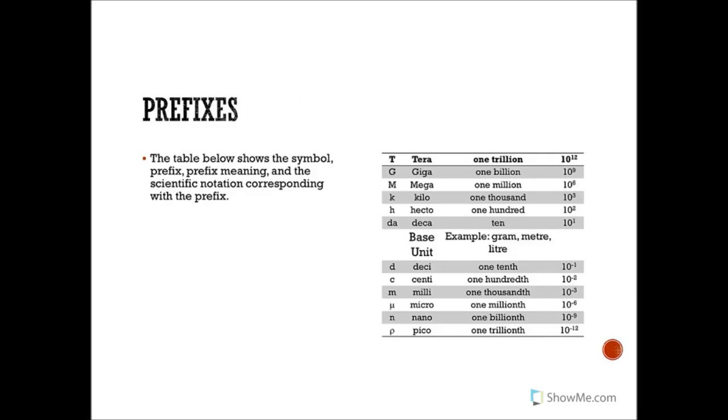And we have different prefixes. The table below shows the symbol, the prefix, the prefix meaning, and the scientific notation corresponding with the prefix. So for example, kilo is denoted as k, so kilo or k, those mean the same thing. And it's very important to note that it's a small k.